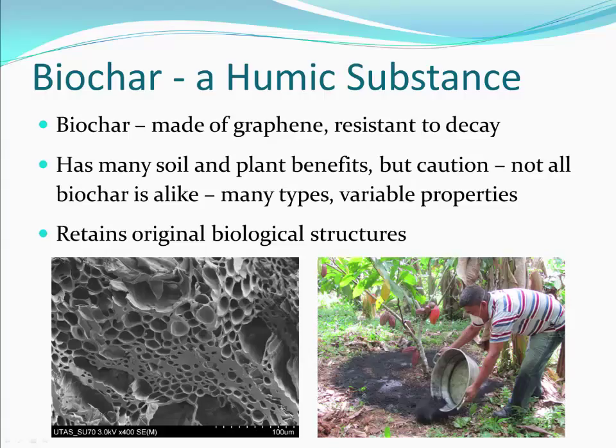Let's talk about biochar for just a minute. Here we see a picture of biochar. It's made of graphene. It's very resistant to decay. It also retains, if you look in the lower left hand corner, you can see that it retains the structure of the original tissue. And that's very, very critical, because look at the surface area of this type of material. That's one thing that gives it such a desirable characteristic.